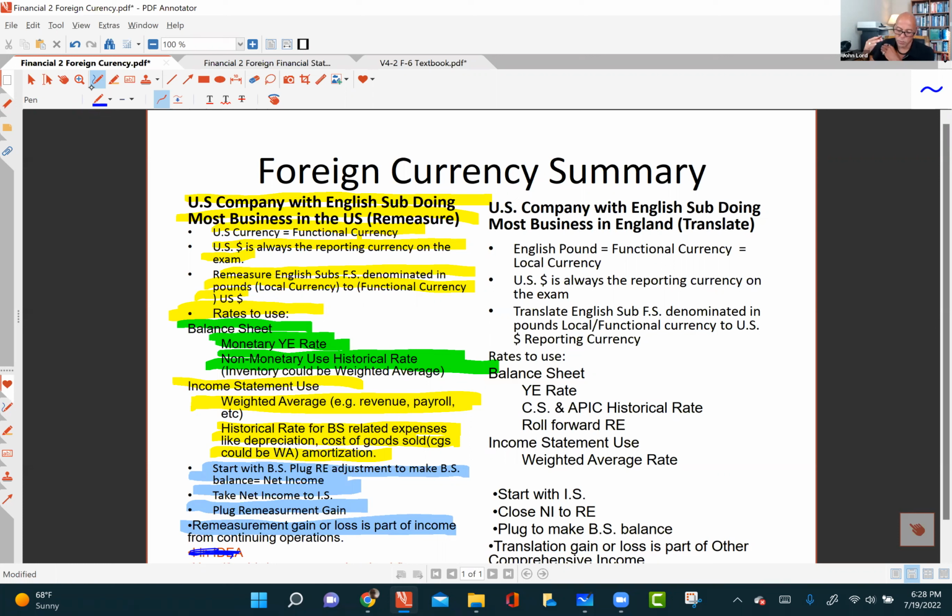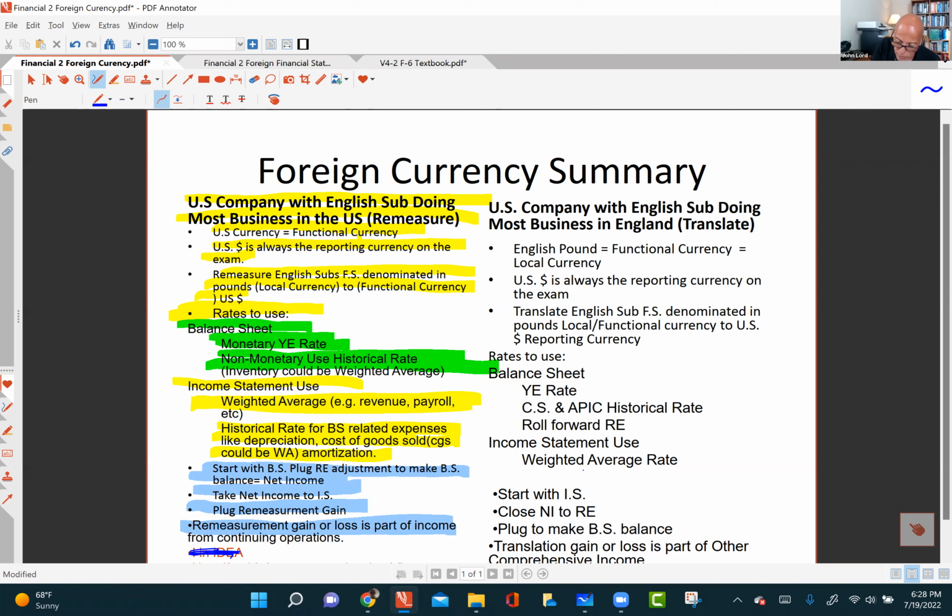But you will first remeasure using the appropriate rates to remeasure the balance sheet. You're going to have to come up with a number that'll make the balance sheet balance. That plug goes to retained earnings, and that plug you take to retained earnings so the balance sheet will balance is then what you determine your net income to be, and that will get plugged into the income statement. That plug is considered a part of income from continuing operations.